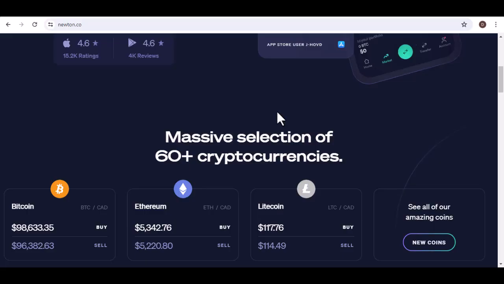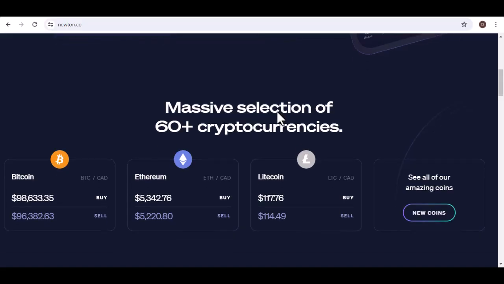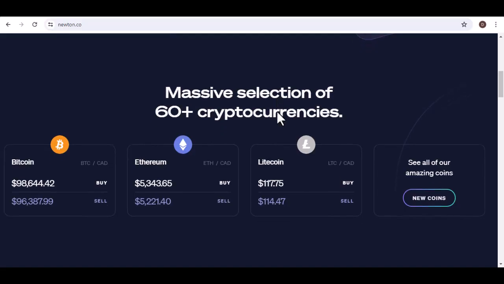Auto Invest, dollar cost averaging. One feature I swear by for beginners is Auto Invest. This is how I set it and forget it for dollar cost averaging. Go to Auto Invest, choose your crypto, frequency, weekly, bi-weekly, and amount.